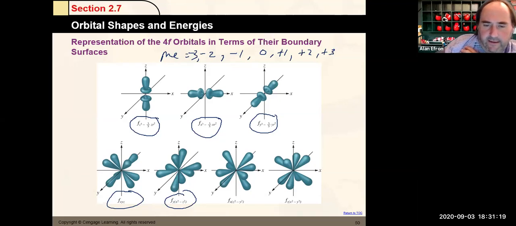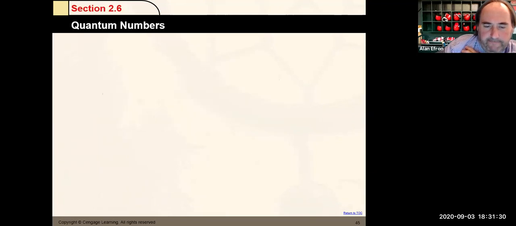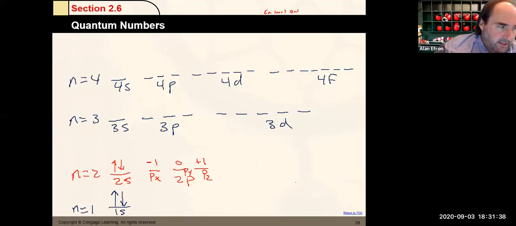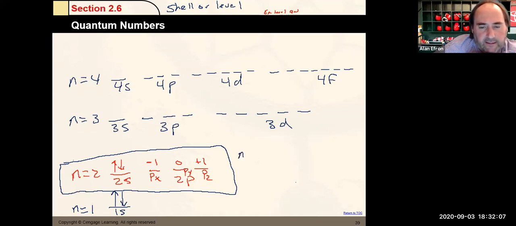Questions on that? Okay, so let's go back and talk about a couple of terms that we commonly come across when we talk about electrons, energy levels, and those types of things. The first one is what is referred to as a shell or level. If we're talking about the n equals 2 shell or level, we're talking about everything contained on that level in terms of orbitals.